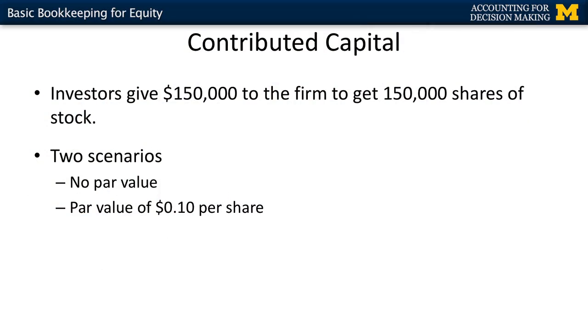Now that we understand those two big accounts, let's take a closer look at how we do the accounting to get them. Let's start with contributed capital. And I'm going to use an example. So we've got investors, they give $150,000 to a firm to get 150,000 shares of stock. That is, they pay $1 per share. We're going to do two scenarios with this. In one, the stock's what's called no par value, and in the other, it's a par value of 10 cents per share. Let's start with the no par value.